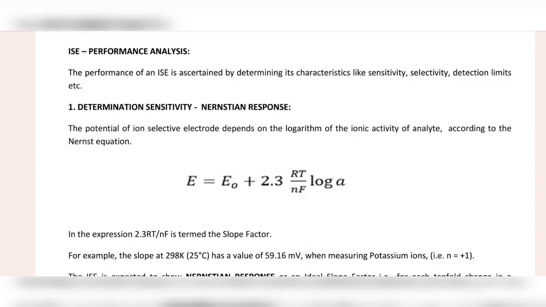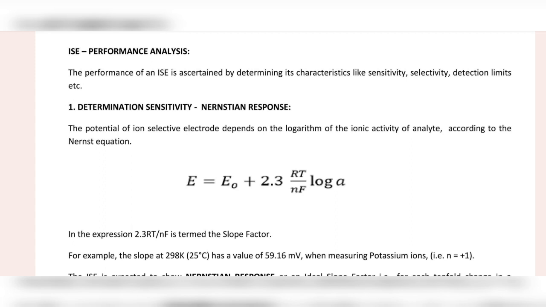Next, we need to ascertain the performance of an ion selective electrode by measuring some parameters like sensitivity, selectivity, and detection limits of a particular ion selective electrode. First, we need to determine the sensitivity of an ion selective electrode. What is meant by sensitivity? Sensitivity is nothing but the change in the measurement signal per unit concentration.